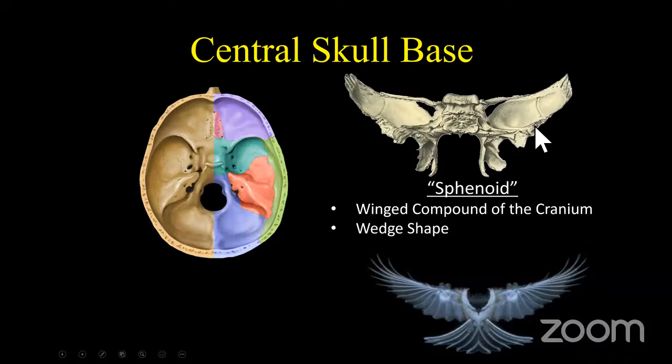So this is the greater wing of the sphenoid, and this correlates with the floor of the left middle cranial fossa. And then all of a sudden you can see foramen rotundum, and we'll talk about this in the next couple of slides, going from posterior to anterior. We can see foramen ovale, we can see foramen spinosum. And this all forms that greater wing.